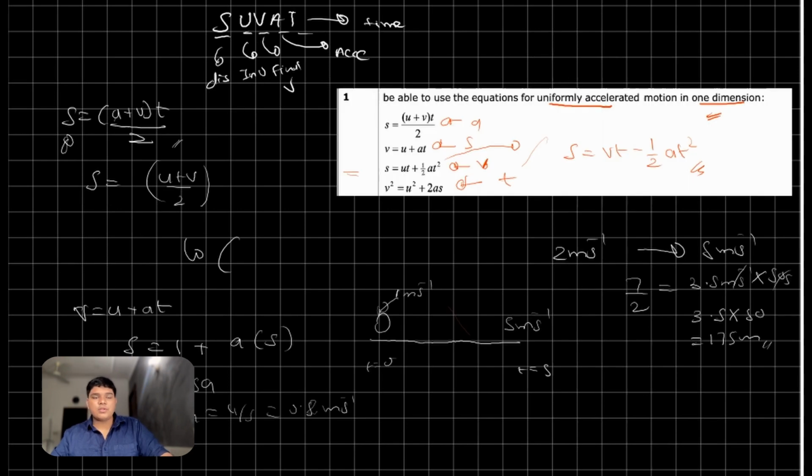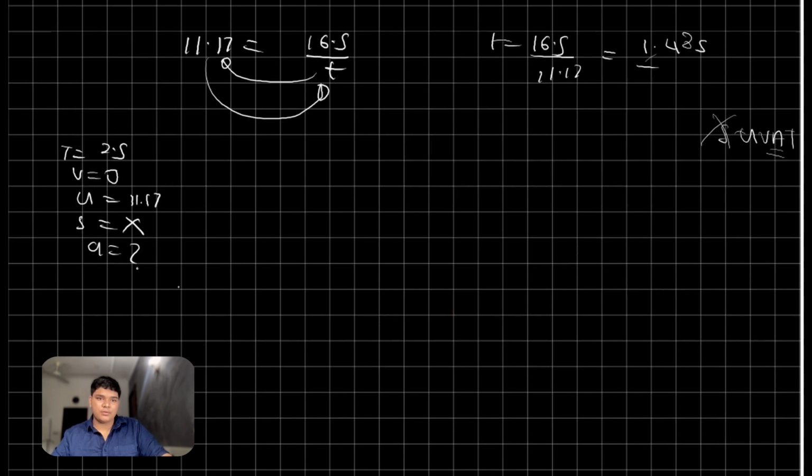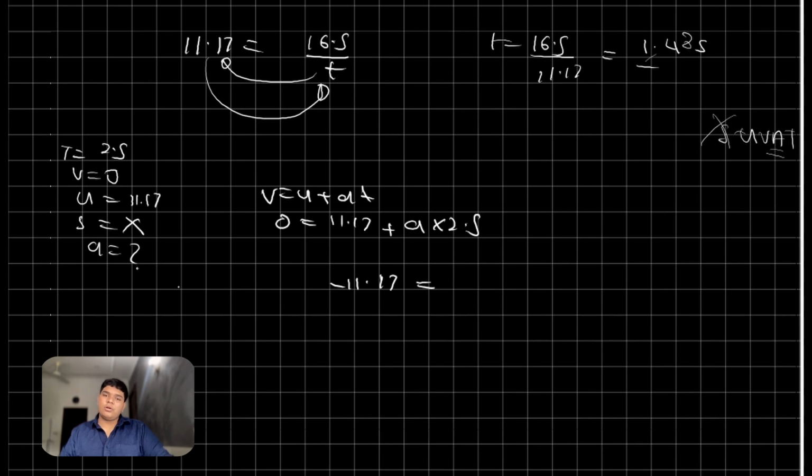We would use v is equal to u plus at, because that's the equation that makes sense here, right? v is equal to u plus at. 0 is equal to u, which is 11.17, plus a, the acceleration, multiplied by 2.5. So when we move it, minus 11.17 is equal to a times 2.5.